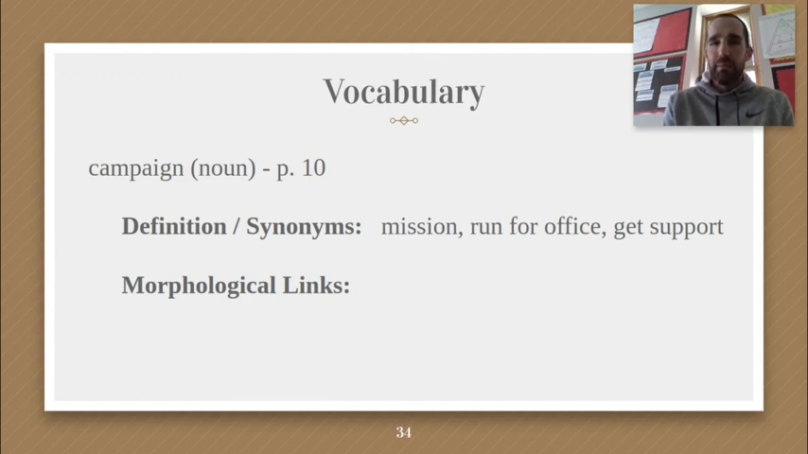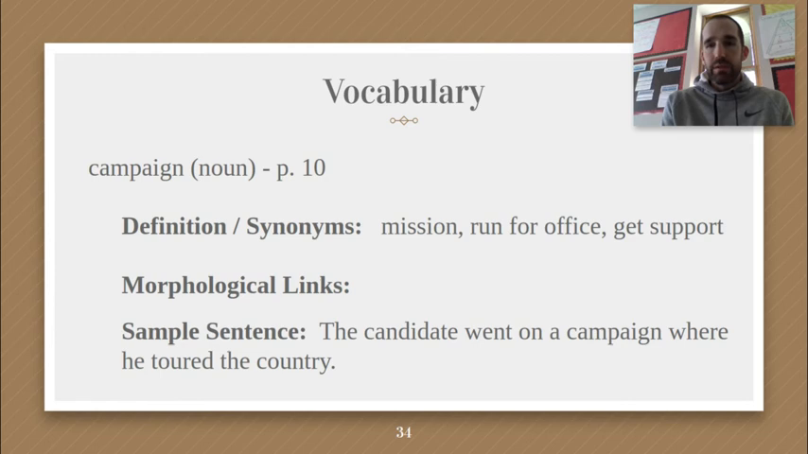James, it has camp in it. I don't know if camp is related to campaign. I'm not sure if that root actually goes with it. But maybe you'll look that up and find some more information about it. The sample sentence I wrote says the candidate went on a campaign where he toured the country.